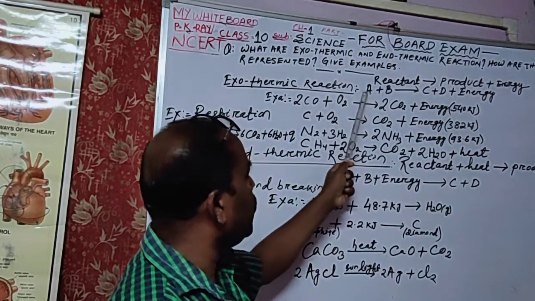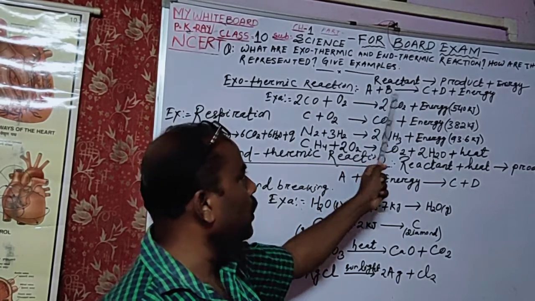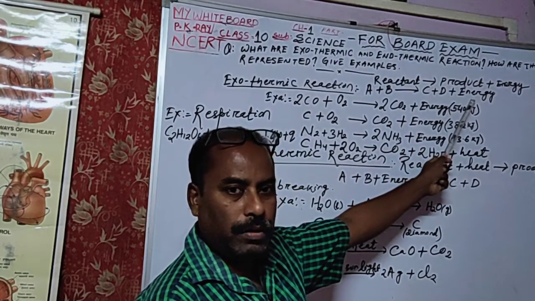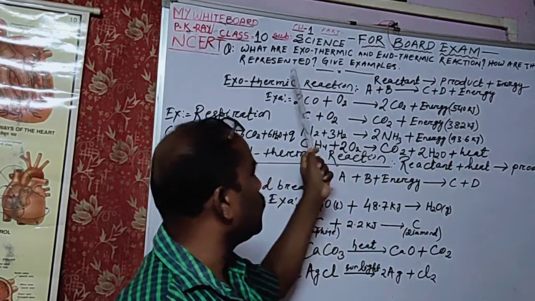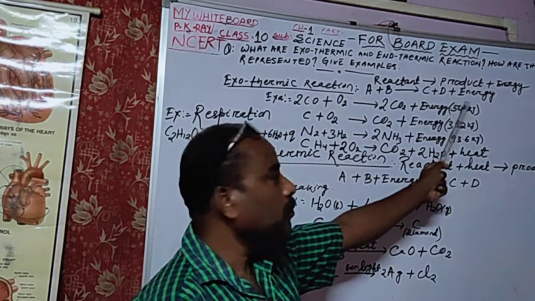In this way we can represent A plus B. Suppose two reactants are combining, giving C plus D, two products, along with a certain amount of energy, then this is called the exothermic reaction. This is the representation. Clear, I think?